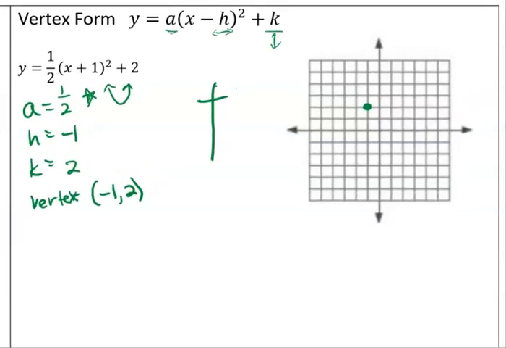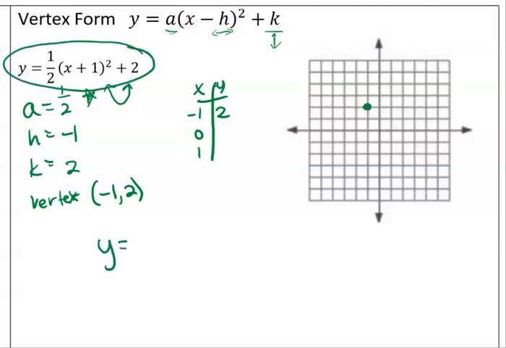Let's move this back down. X and Y. We have our vertex, -1 and 2. We're just going to put in a couple more values for X. I'm going to put in the next two numbers, 0 and 1. And we're going to plug those numbers into this original equation. So y equals 1/2 times, since it was x plus 1, we're going to do 0 plus 1, because 0 is the first x we're going to plug in, plus 2.